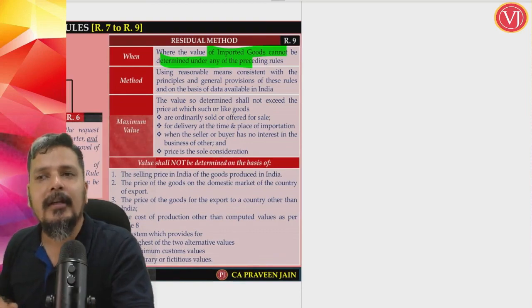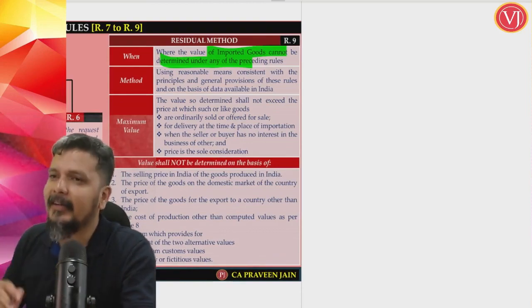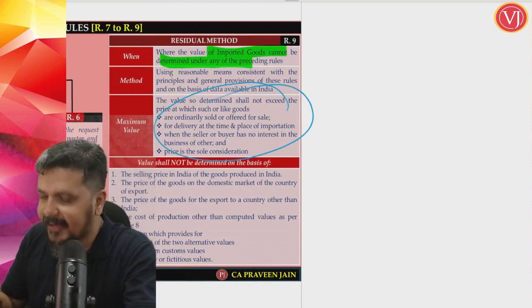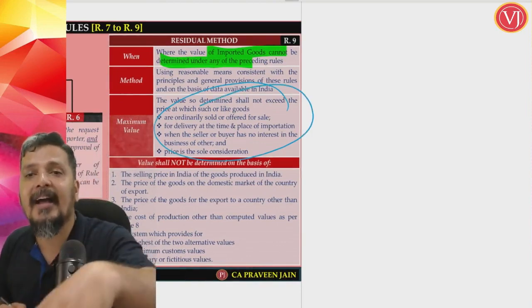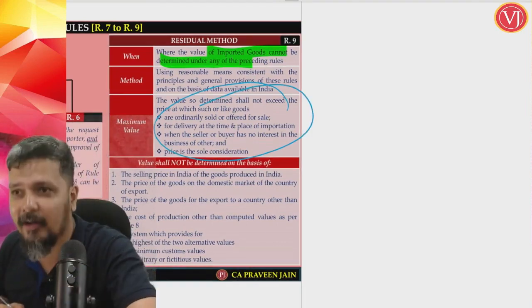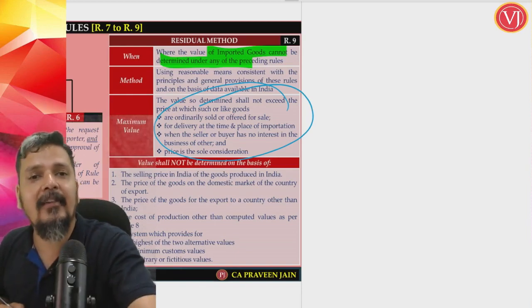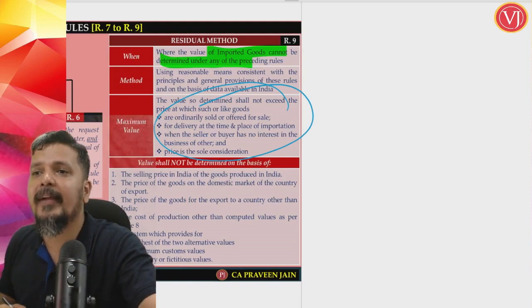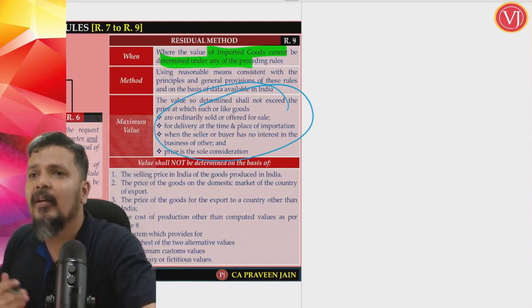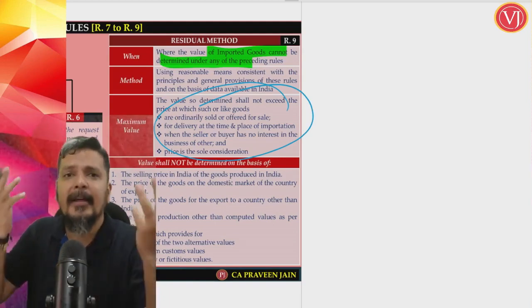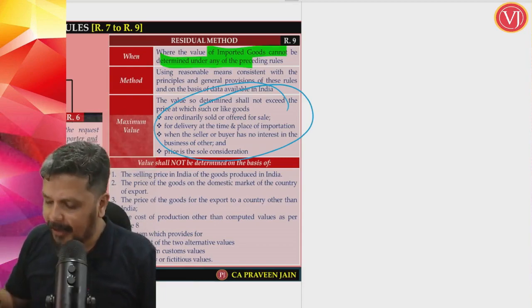He will try to give a value. But there is a catch. Officer cannot give a value which is more than the market value of the goods when sold in India. Officer cannot give a value which is more than market value of the goods when they are imported, and it cannot be too high a value.